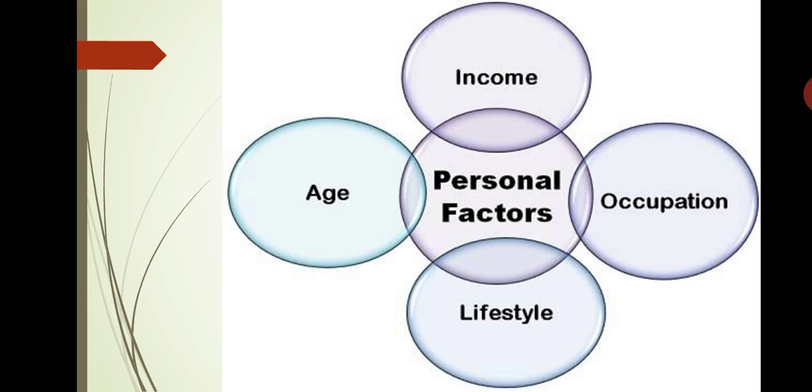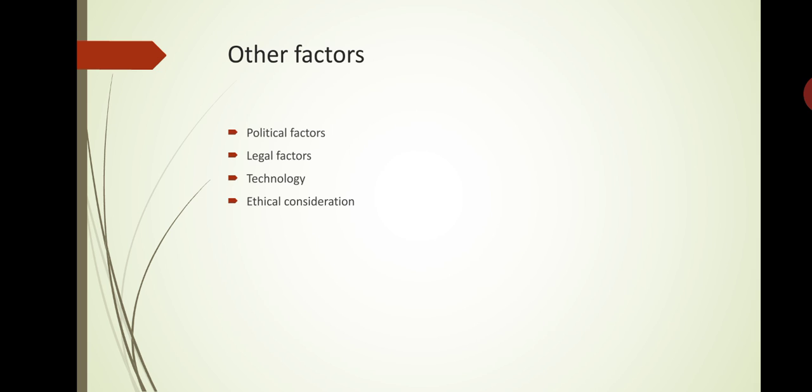Next, to move on, the last factor, that is other factors. So some of the other factors, such as political factors, legal factors, technology and ethical consideration, also influence the consumer buying behavior. What are political factors? Political factors means it is controlled by the government, right, or controlled by the economy. So your consumption pattern is determined by the government.